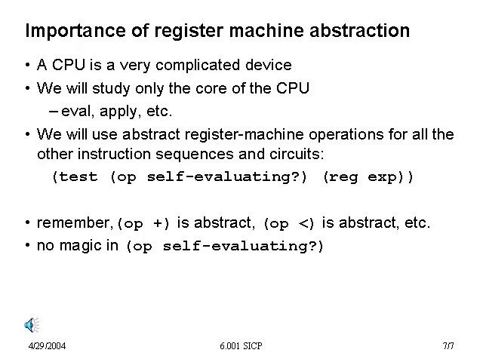But I'd like to know that having done that, I can abstract that away. And why do I want to abstract it? Well, because we're going to talk about building an evaluator, a CPU. Clearly a very complicated device. And we're really only interested in the core of the CPU, eval and apply. So we're going to use abstract register machine operations for all of the other instruction sequences and circuits. Things like self-evaluating we'll assume is simply some operation. It's not any different than what I did before. I'm treating plus or less than as abstract. Self-evaluating is going to do a similar thing. There's no particular magic there. If I needed to, I could build it out of a sequence of register operations. But for simplicity, as we get around to building our CPU, we're just going to assume that there's a box available to do that for us.